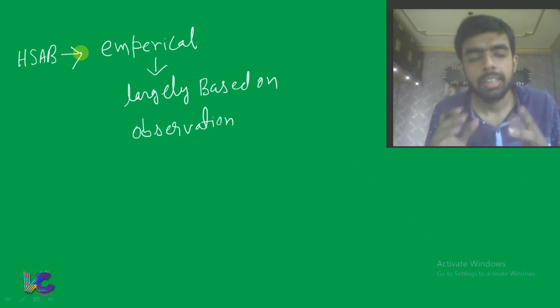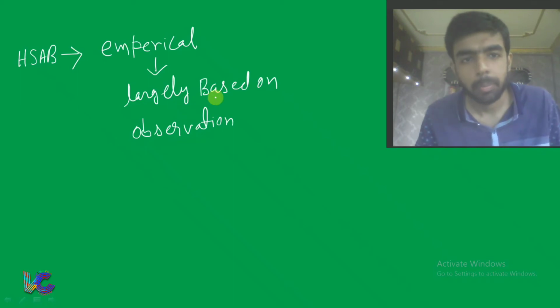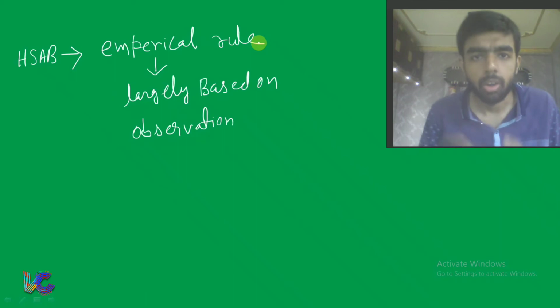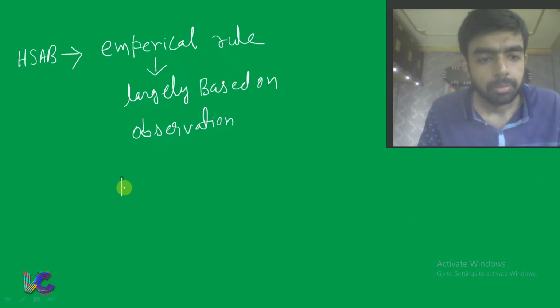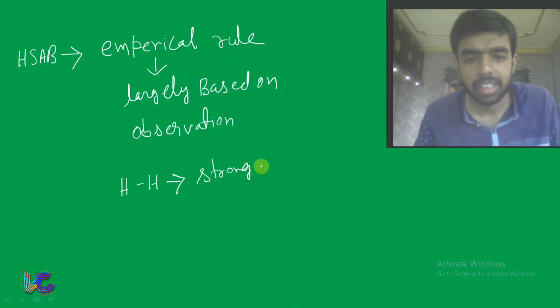So the HSAB concept is largely based on observation. You can say it's an empirical rule. The theoretical basis of the HSAB principle is still not understood very clearly, but you can get a general idea that hard combinations are preferable due to strong ionic force. So it's a very general idea.